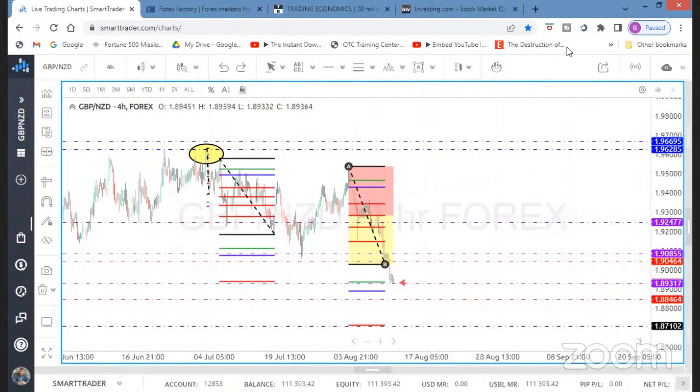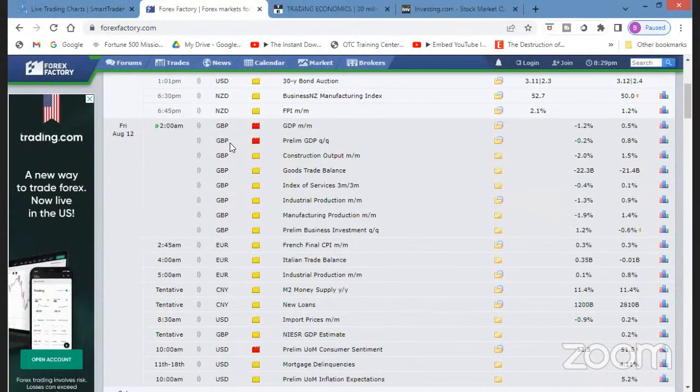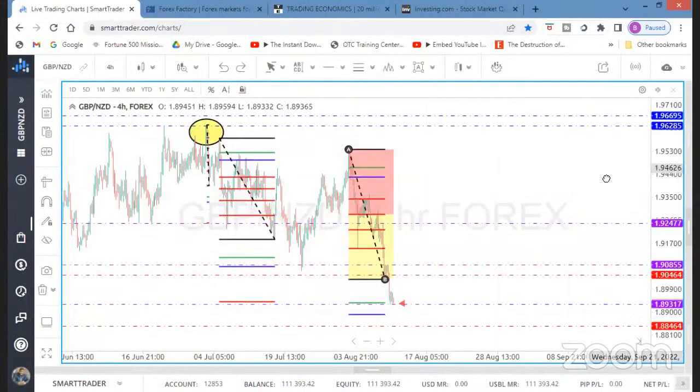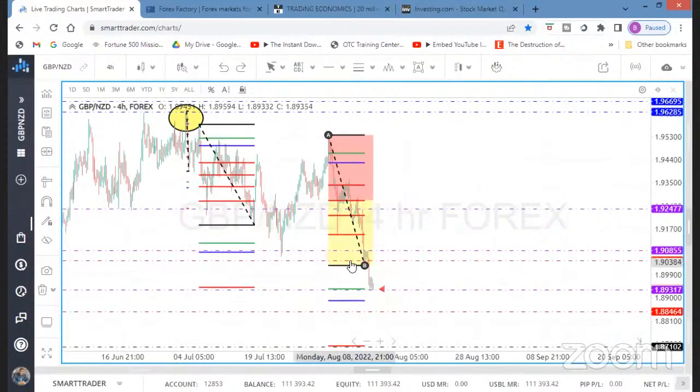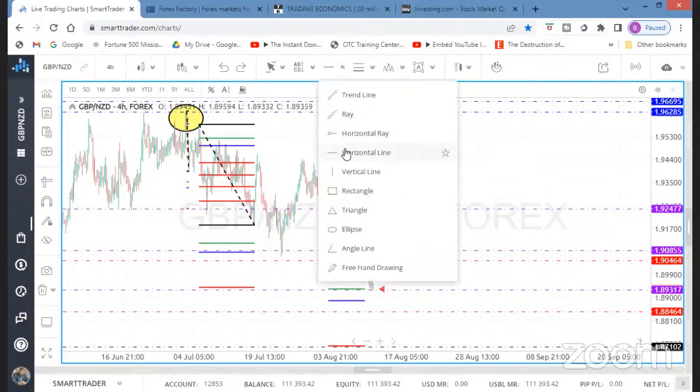So tomorrow, if we look at the Forex factor, we got 2 a.m., we got GDP data. Okay. That has the potential to move this market. Which way it's going to go depends on how that data comes out. But we know technically, we pushed down quite a ways. We're in the 80-20 zone. And we may get that correction depending on what that GDP data looks like.